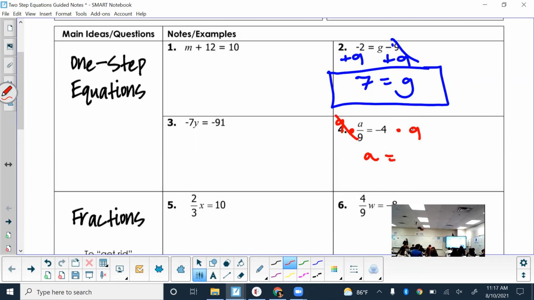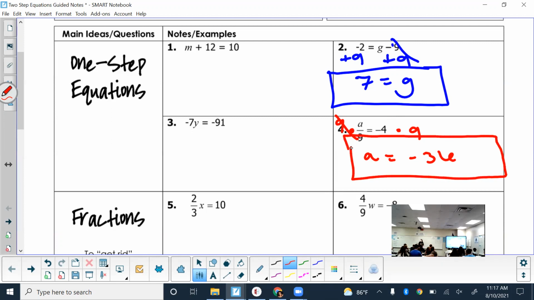On the right side, what's negative 4 times 9? Positive or negative? Negative 36. Remember, count the number of negative signs. So one negative sign, odd number, our answer is negative. Any questions?